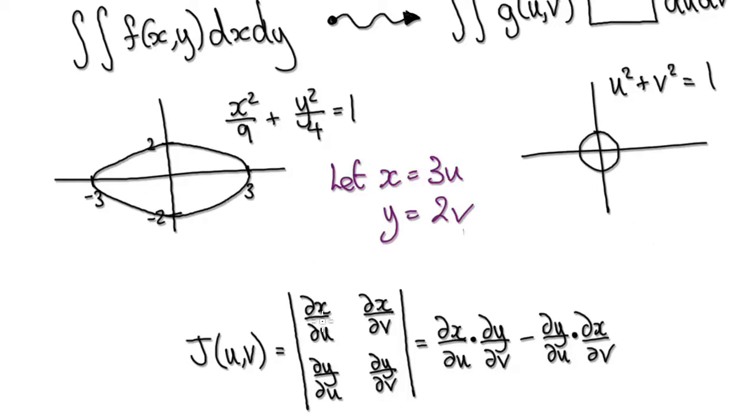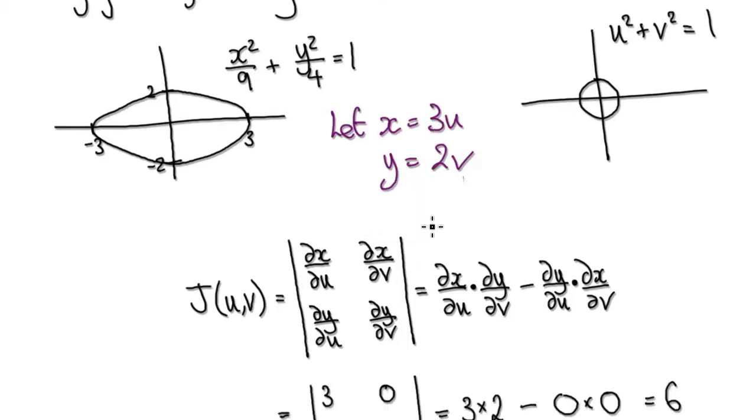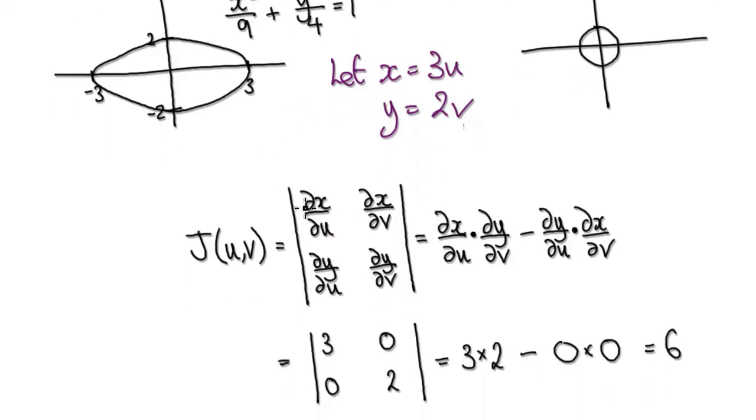So that means take the partial derivative of x with respect to u. So when you differentiate this with respect to u, it would be the number 3. This block here would be the 3. And then take the partial derivative of x with respect to v. Well, there's no v in here. So this thing here would be 0. This thing here would be 0.